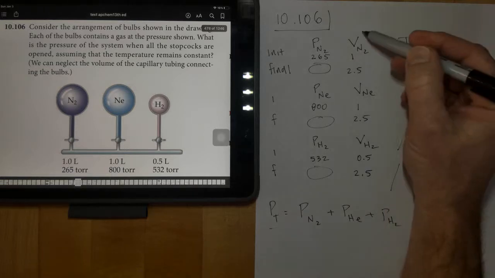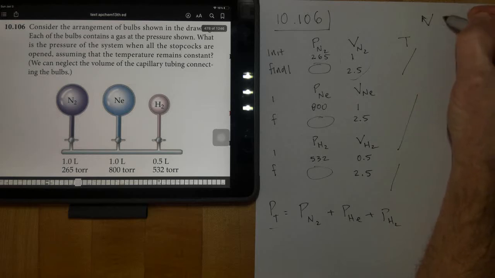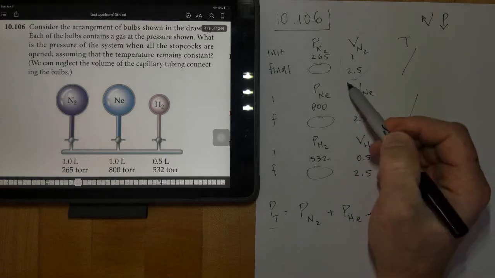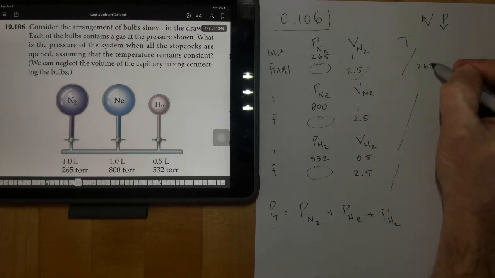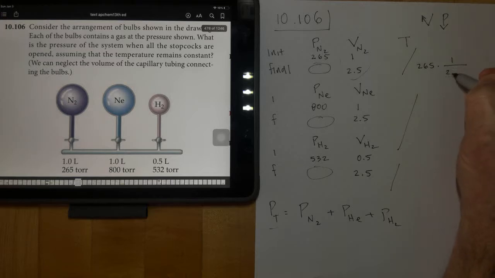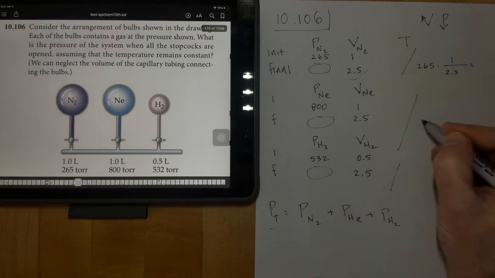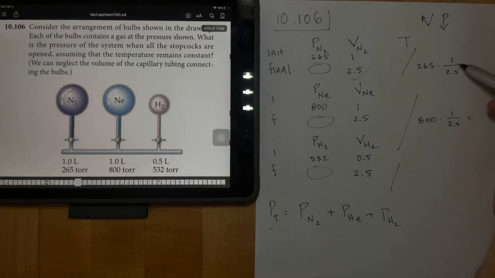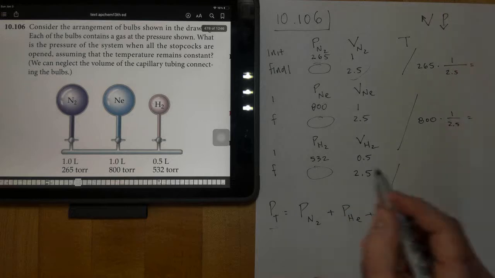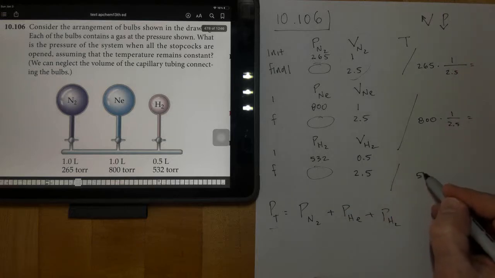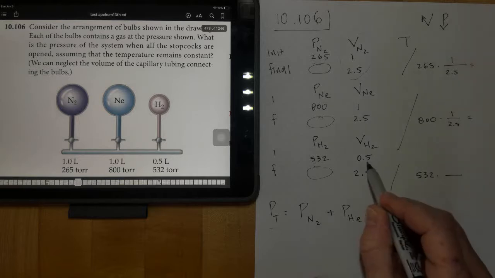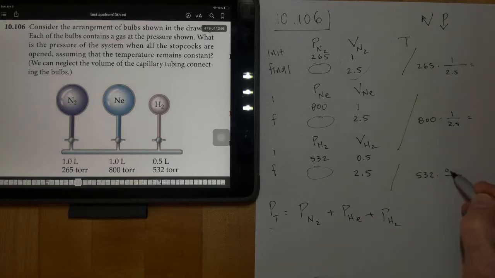So for each one, you can see that volume goes up, and remember, if volume goes up, that means pressure has got to go down, because volume and pressure are inversely proportional. So we'll have to take each one and multiply it by a ratio to make it get smaller. For this one, we'll go 265, and the ratio to make it get smaller would be 1 over 2.5. For this one, we start with 800, and the ratio to make it get smaller would be 1 over 2.5. If I multiplied it by 2.5 over 1, I'd make it get larger, and that's not what we want, because volume's going up, so pressure has got to go down. And then for this last one, we start with a pressure of 532, and we have a volume of 0.5 going to 2.5, so to make it get smaller, we would multiply it by 0.5 over 2.5.